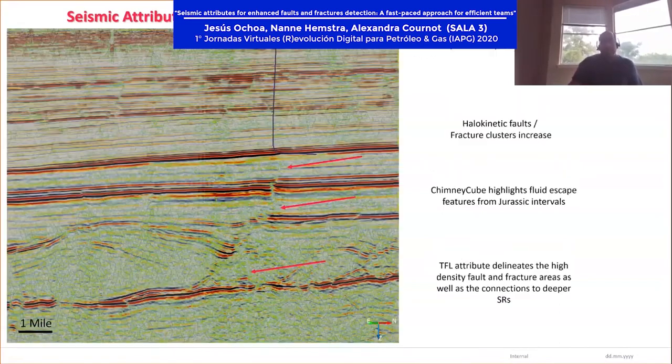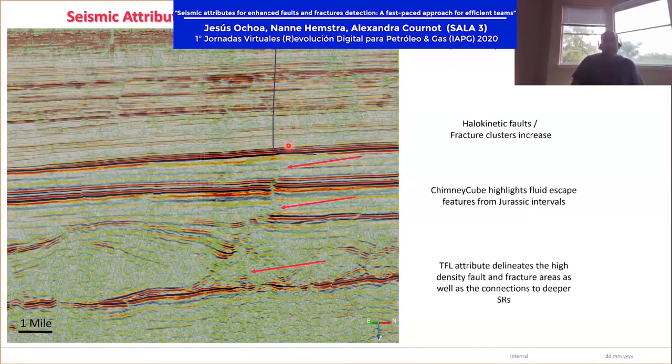And this last example is a well right on top of one of these features, where the listric fault is pretty well imaged, and the fluid cave features are also pretty well established from this neural network approach.